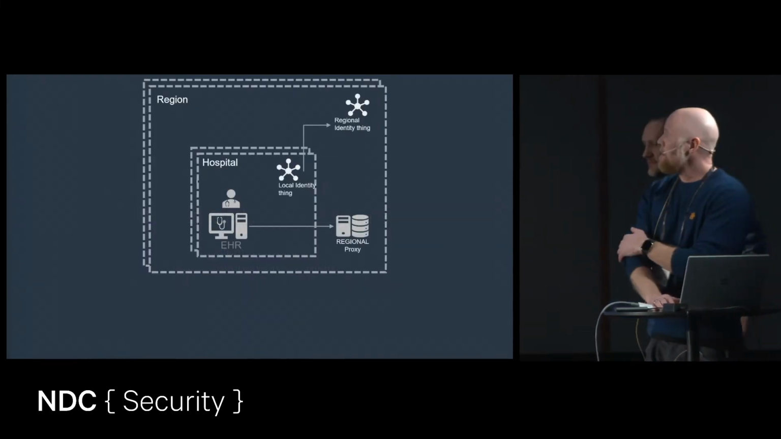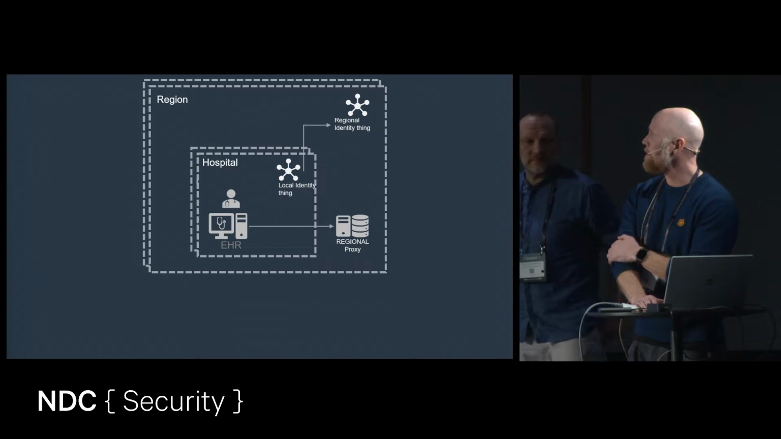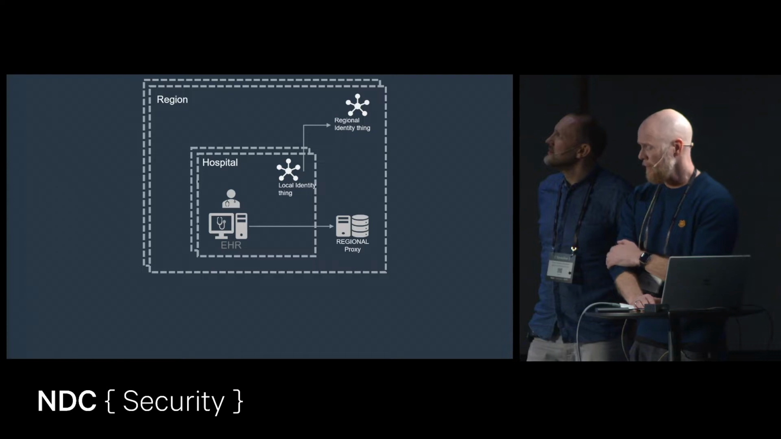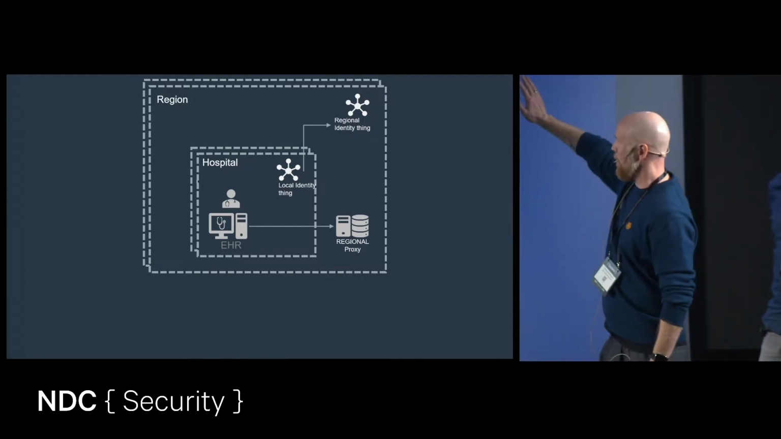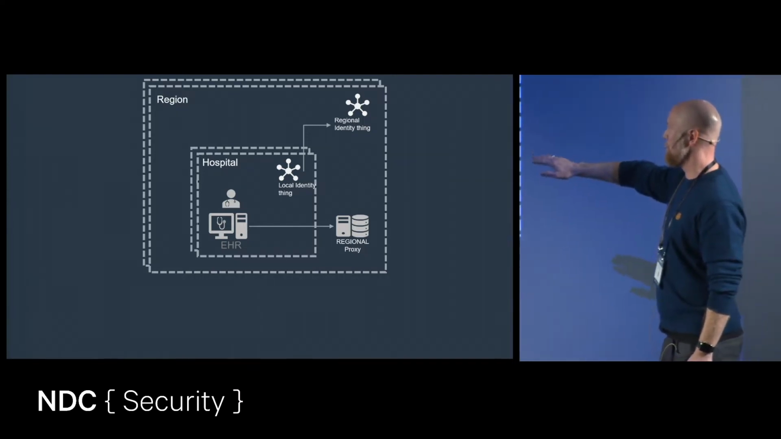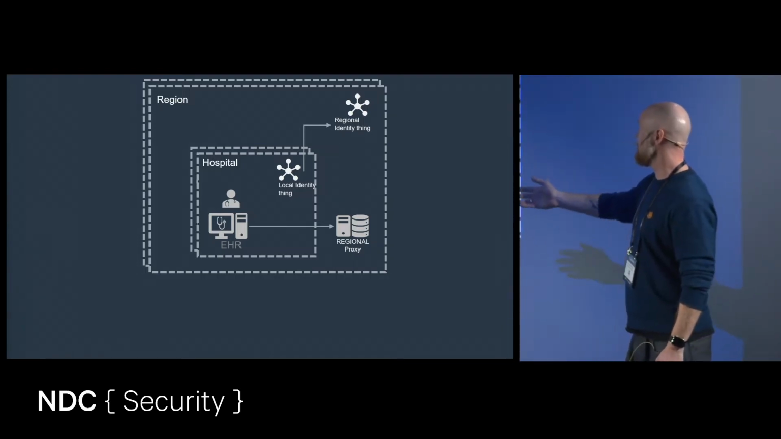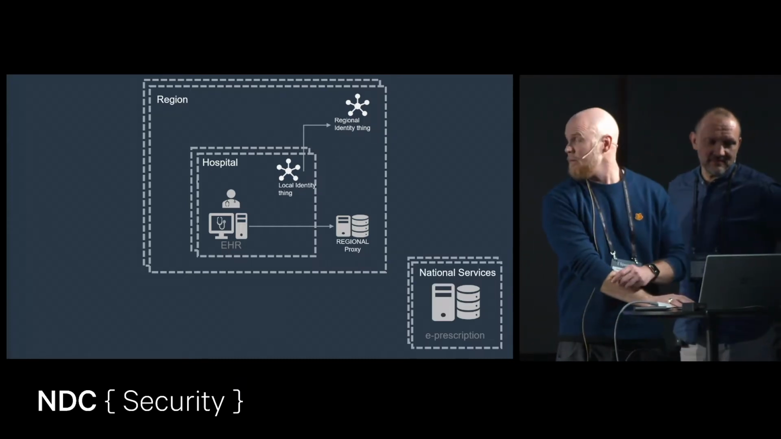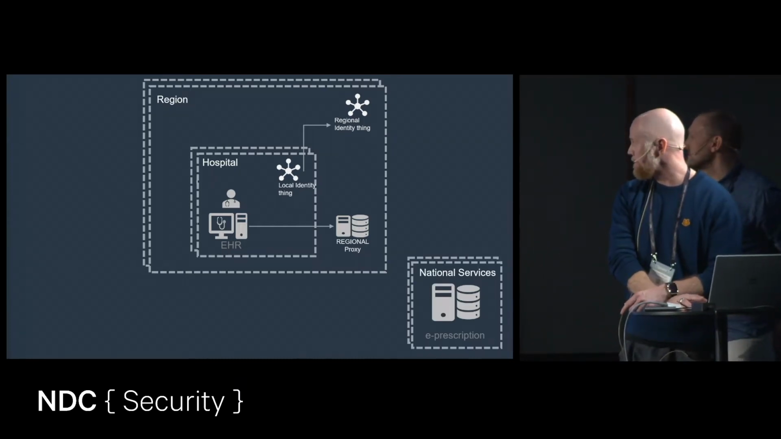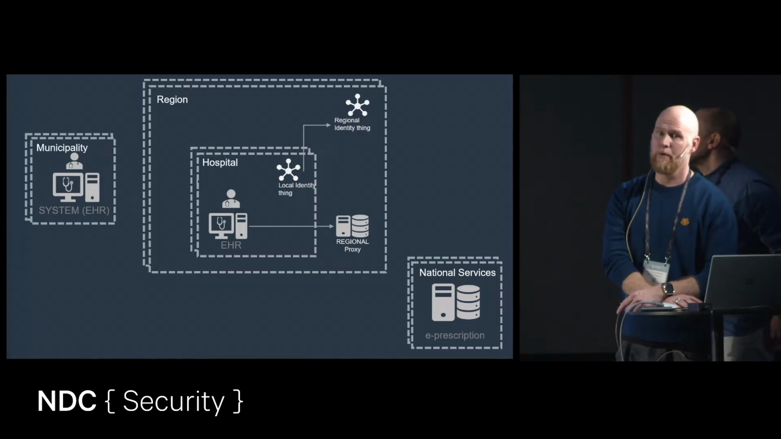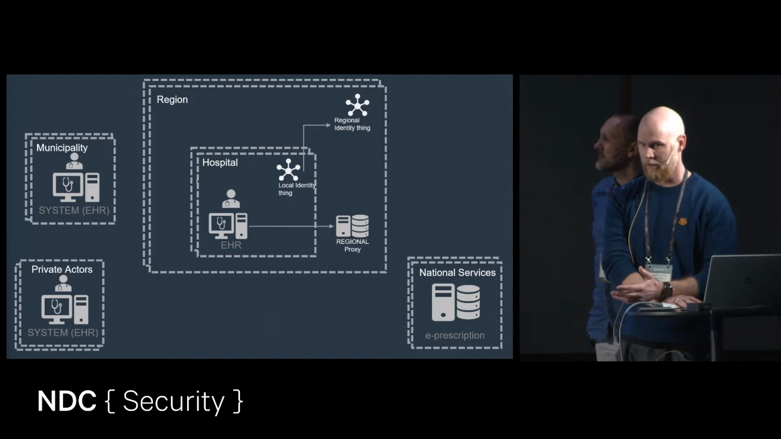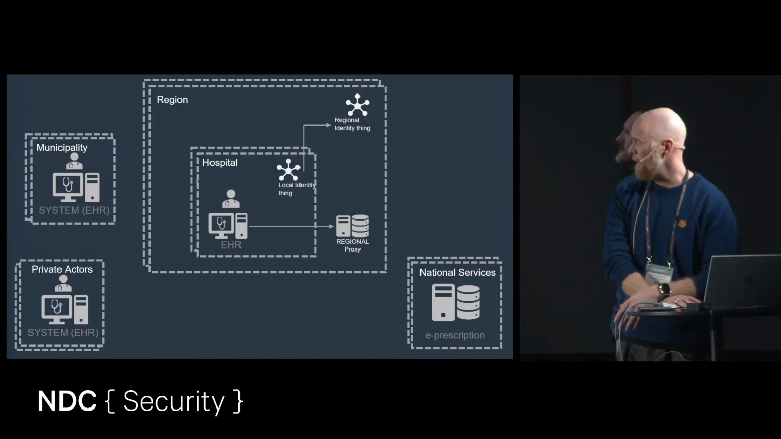So, as Rune told you about, we have the health regions in Norway, which basically built up their own security domain with hospitals. They had some identity systems, etc. And you had some national services. You had the kommunene, the municipalities with their own systems. You had the private actors, of course. And then they were going to share information.